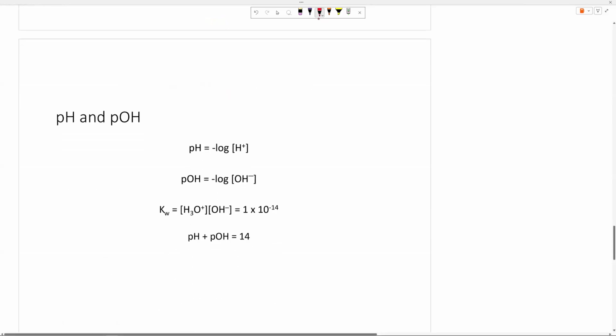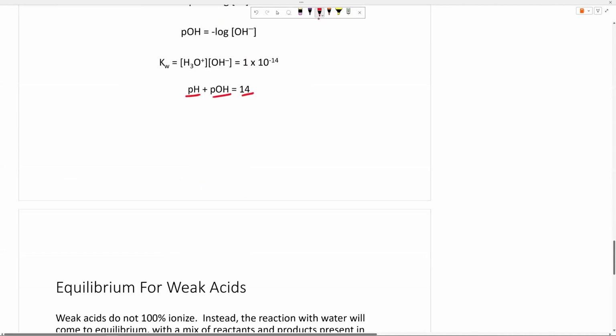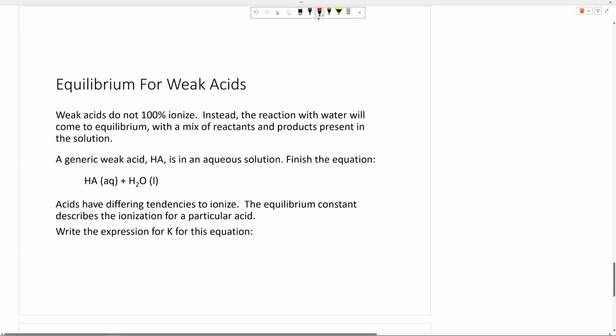All right, so we have a bunch of different equations. We already looked at the pH ones, we looked at Kw. And if you take the negative log of that Kw expression, you'll find that pH plus pOH equals 14. That's at 25 degrees C. Okay, so let's talk about weak acids. So HCl was a strong acid. We expect when we put it in water, 100% will ionize.